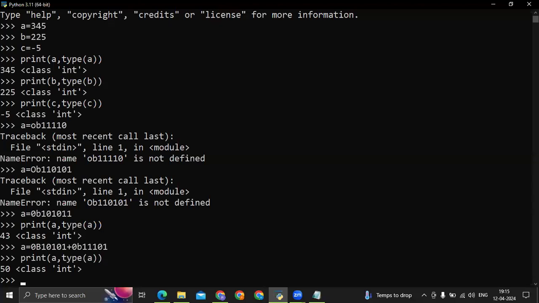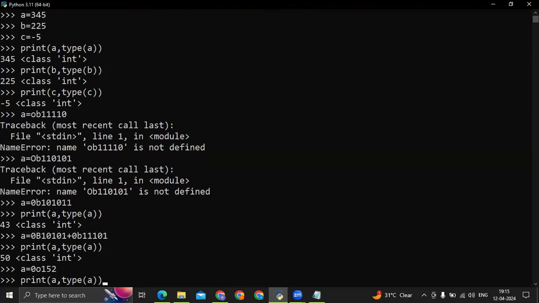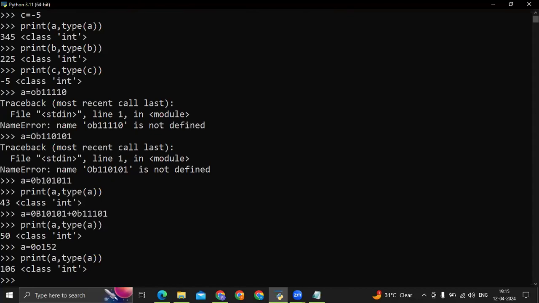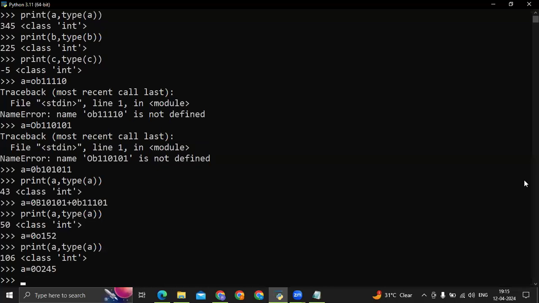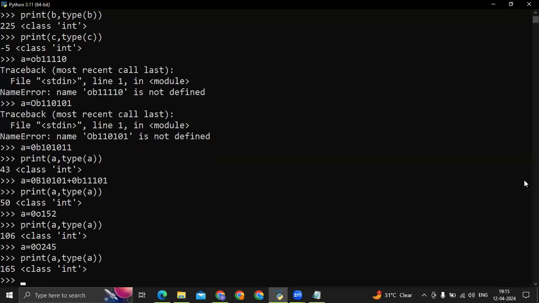Let's go ahead. Now, let me write A is equal to 0o, octal number system, 152. Now print A, type of A. See, it's 106. Now A is equal to 0o 245. Now it's 165 as an integer.